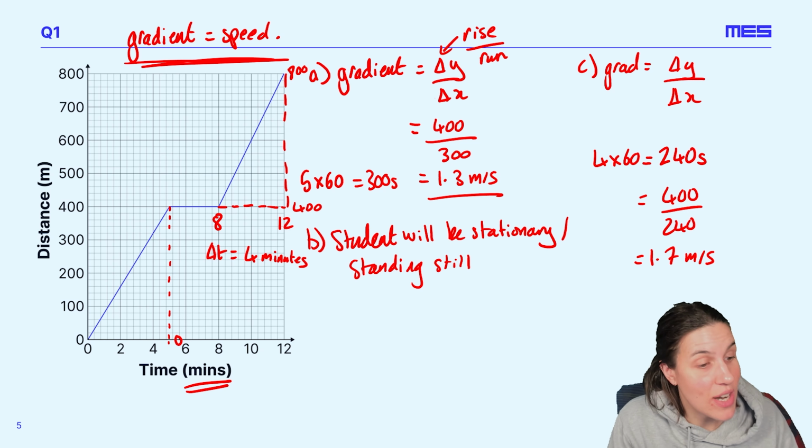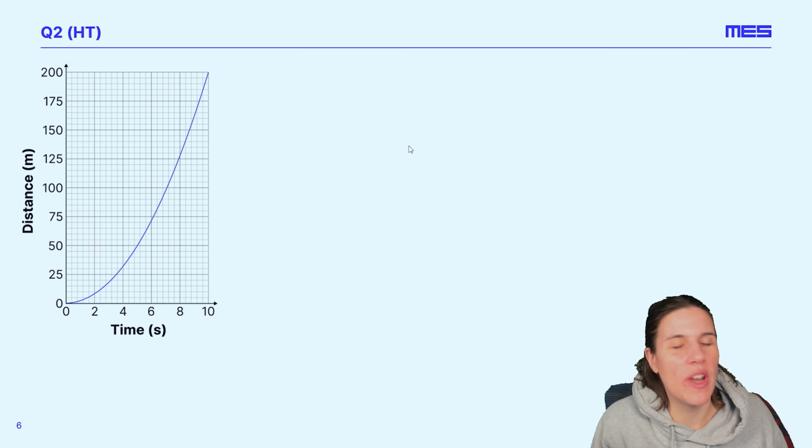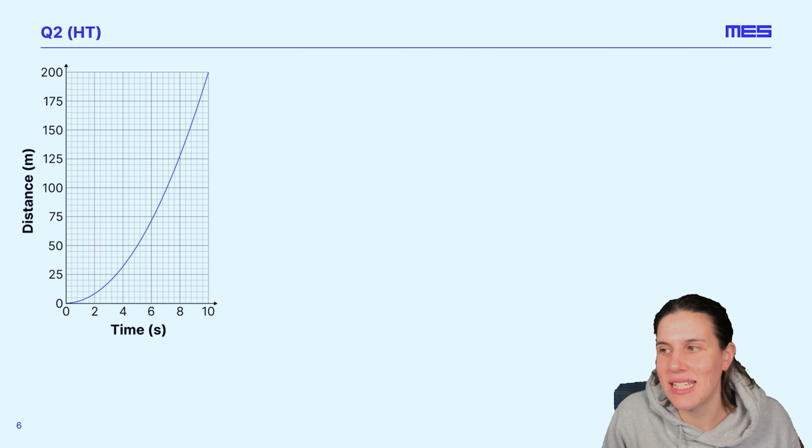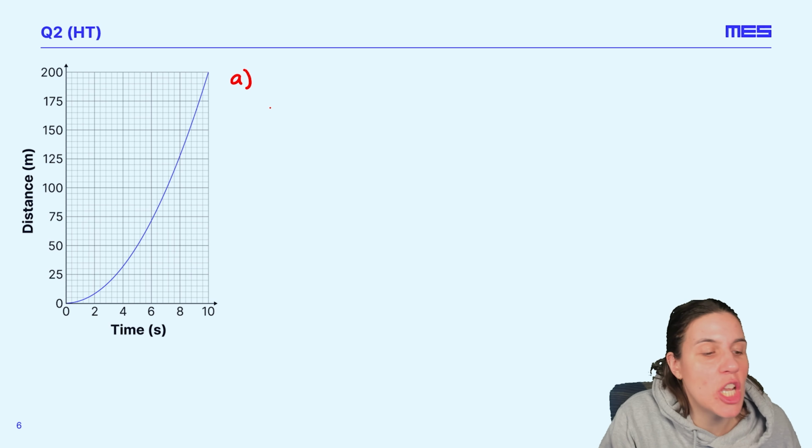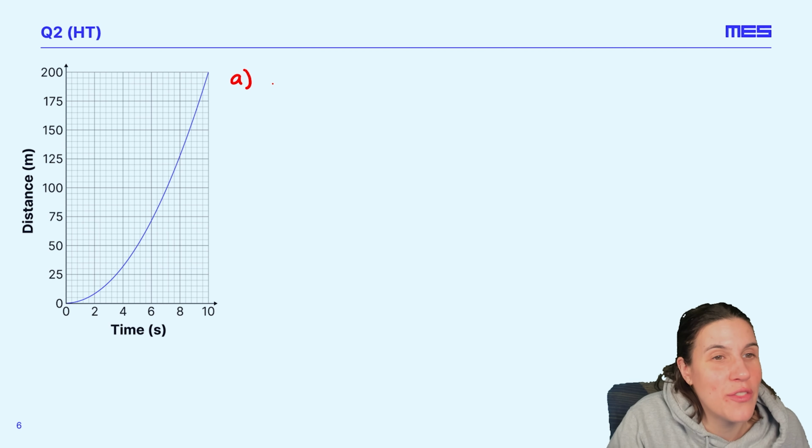Right, let's get ready for a slightly trickier question then. Question 2 is a little bit trickier than question 1. It's more like something we'd see on a higher tier paper. So for part A, I need to explain what a curved line on a distance time graph shows.